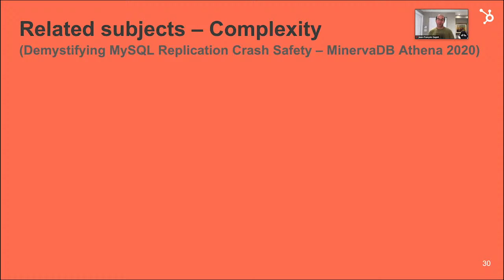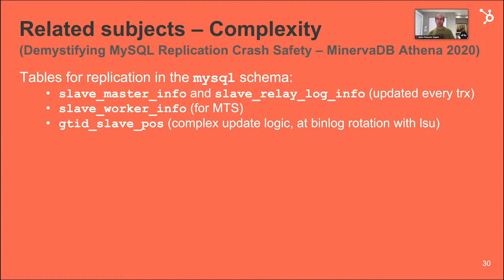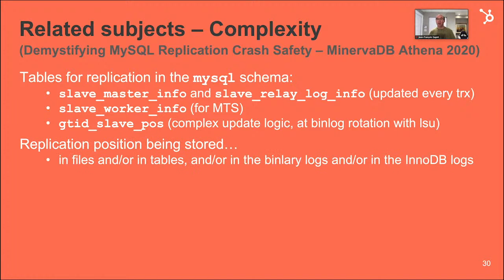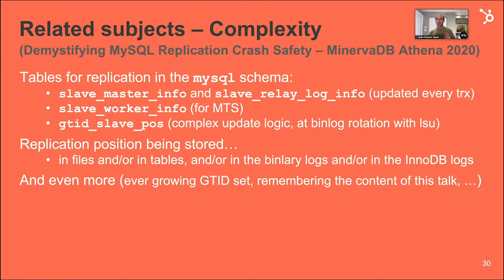So how to start on this? All this is quite complex. And even with all the complexity we add in this talk, I want to point out that there are many tables to store replication information. The replication position is sometimes stored in files, sometimes in tables, sometimes in the binary log, sometimes in InnoDB. And all this is very complex.